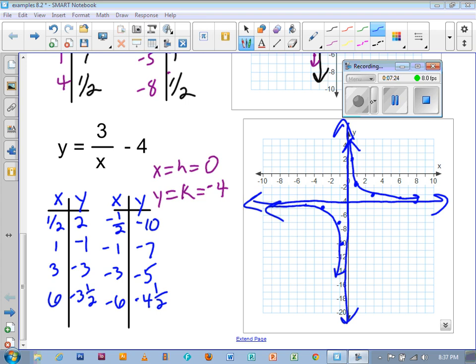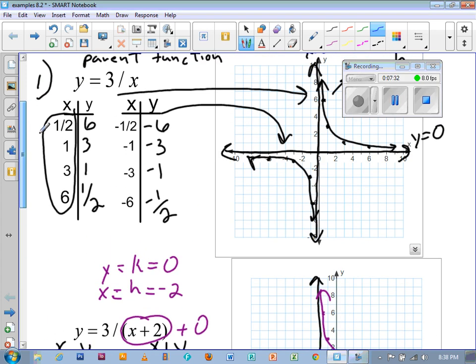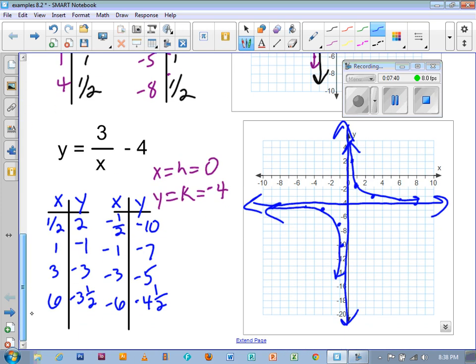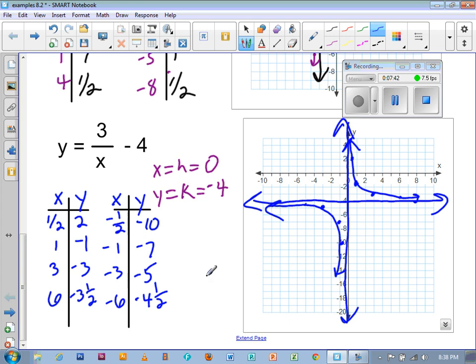Okay, welcome back. As you can see, I completed our tables. And where did these table of values come from? They're essentially coming from the parent function. The x's match completely. But what I did, I subtracted 4 from all the y coordinates. Subtracting 4 from all the y coordinates will generate these new values.